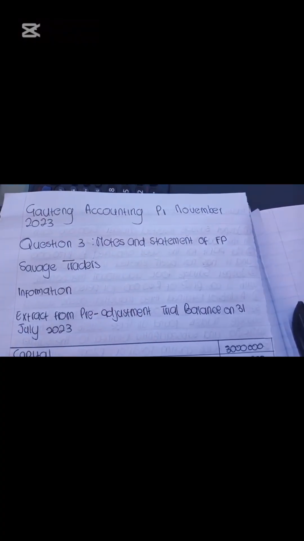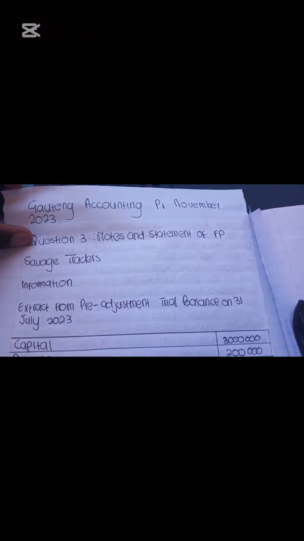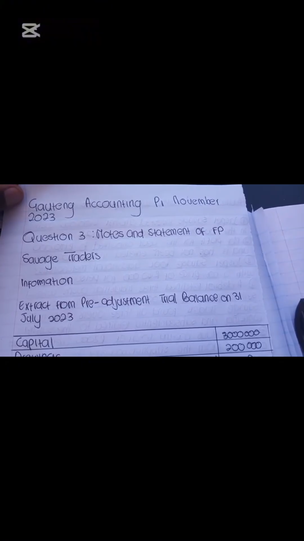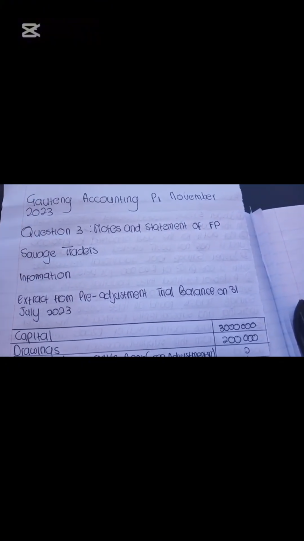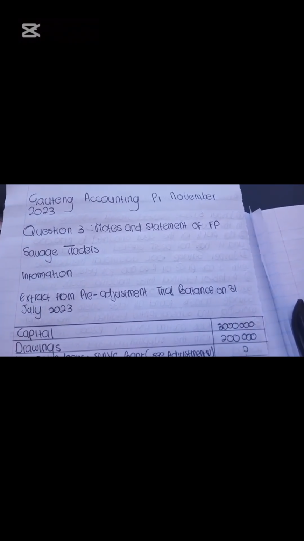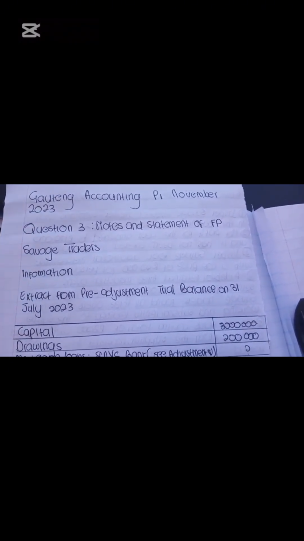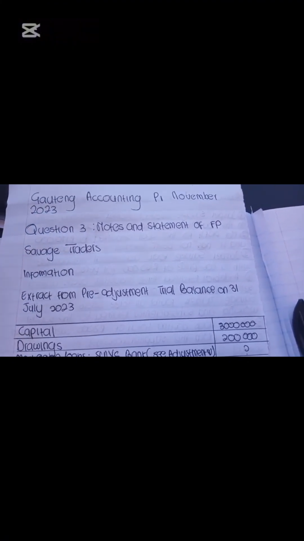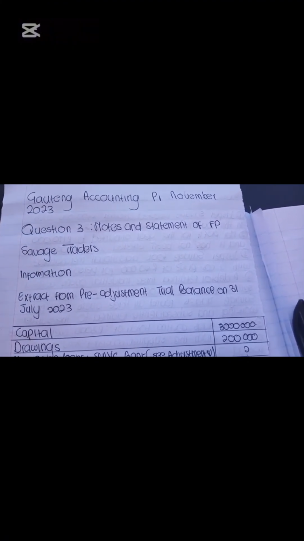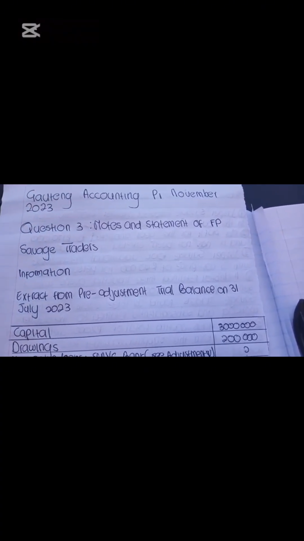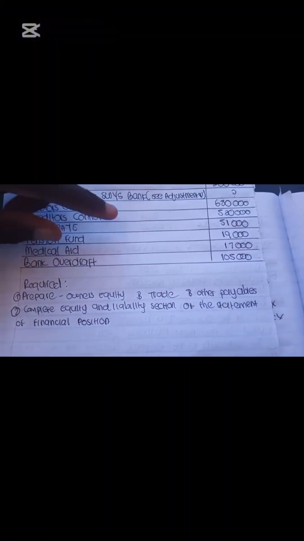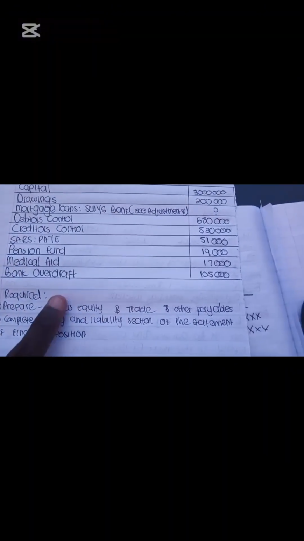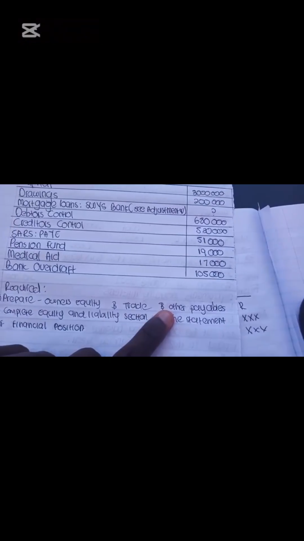So the first thing that you do when you find your question paper is that you are going to go to your required, to find out what is it that you are required to do, so that you can go through the question with a highlighter and highlight whatever that is required, so that you can have an idea of what you should look for in the additional information. So we are going to go to required, and on the required, you see here that they want us to prepare notes, 2 notes for owner's equity and trade and other payables.